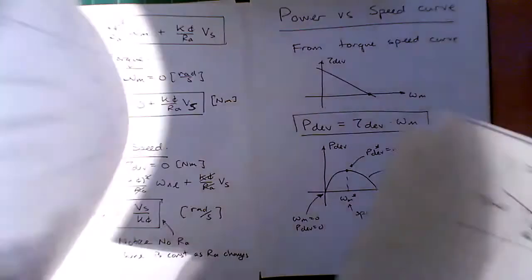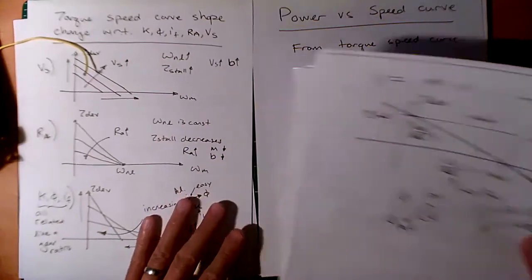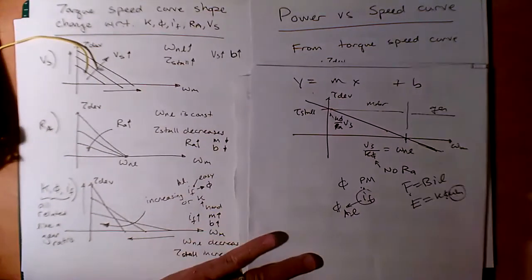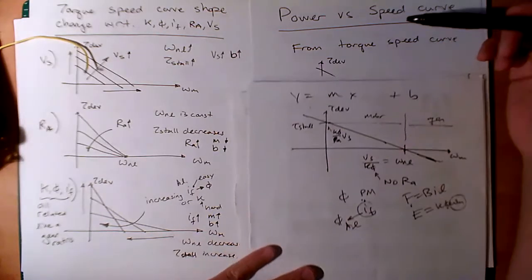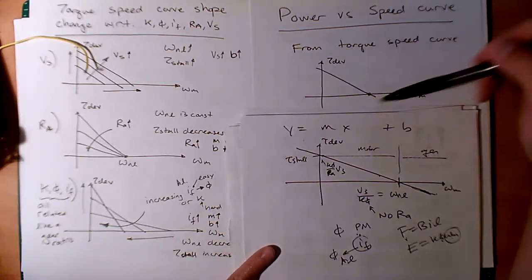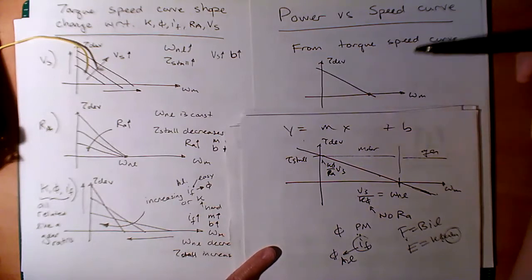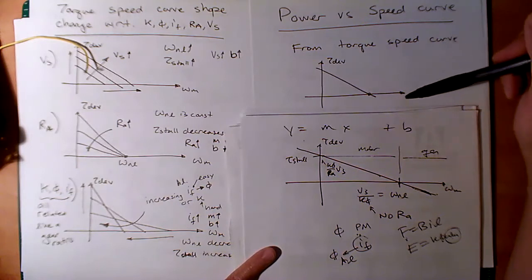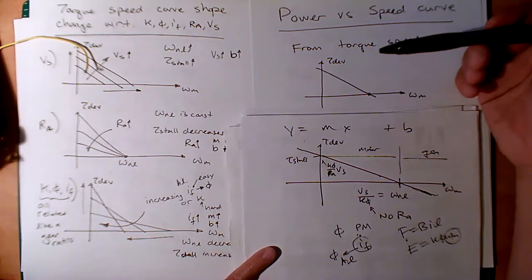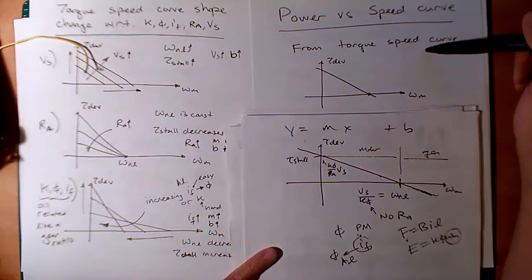Okay, let's keep going. So now we want to look at the power versus speed curve. The power versus speed is different from the torque, because now on the y-axis you're going to have power. Again, I have the torque speed curve drawn. But what is power? Mechanical power is torque times angular velocity. So it's the product of these two. Whereas electrical power is current times voltage. But let's just stay in the mechanical power.